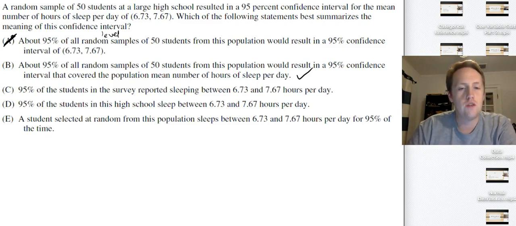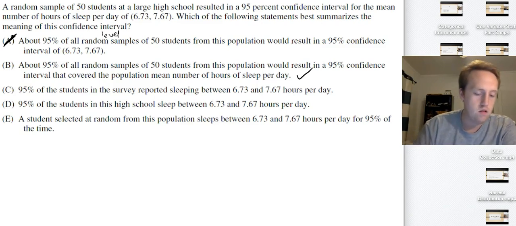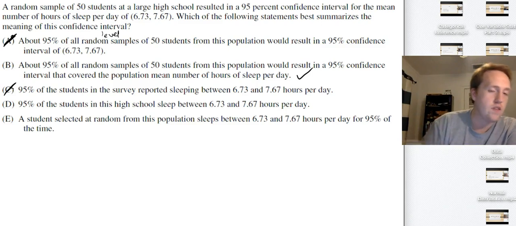95% of the students in the survey reported sleeping between 6.73 and 7.67 hours per day. That's not necessarily true at all. That's a misuse of the 95%. The 95% doesn't have anything to do with the sample.